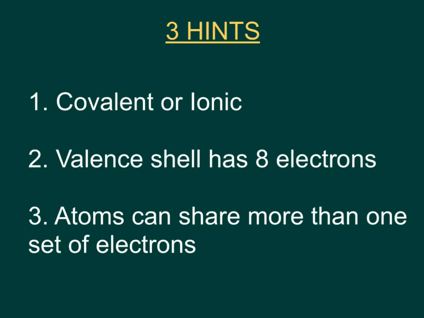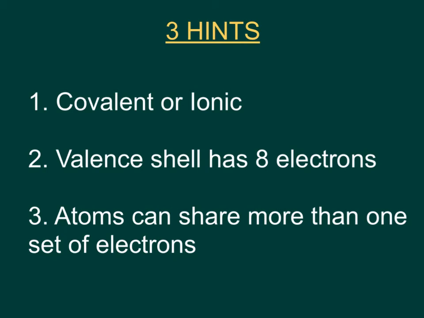Here are 3 hints that will help you with the rest of the homework. 1. The first thing that you want to ask yourself is if the 2 atoms are going to form a covalent or ionic bond. Remember that ionic bonds are going to be made by combining atoms that are found on the far left and far right sides of the periodic table. If both atoms come from the right side of the periodic table, then it has a higher chance of forming a covalent bond.